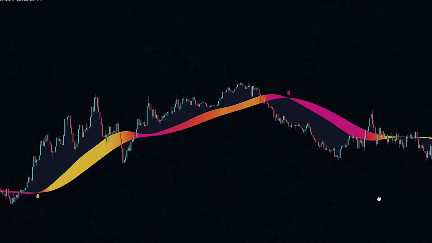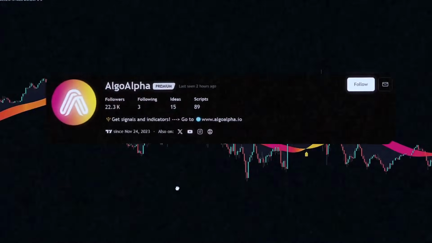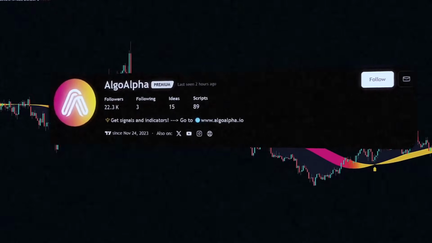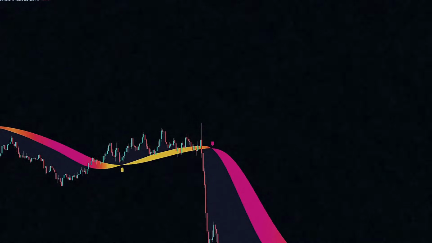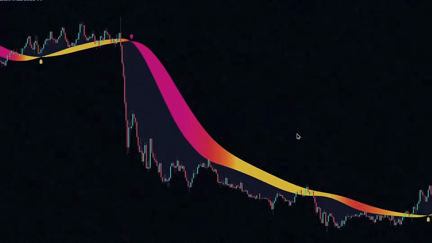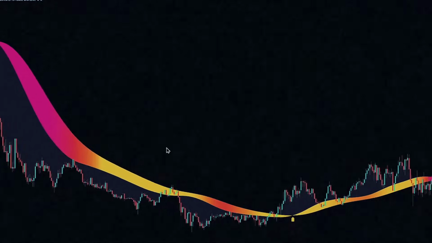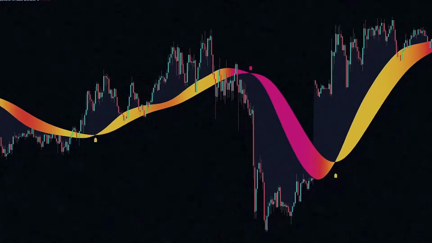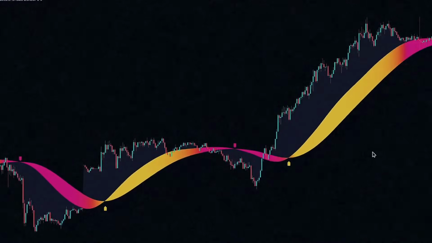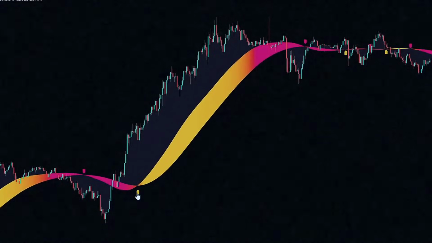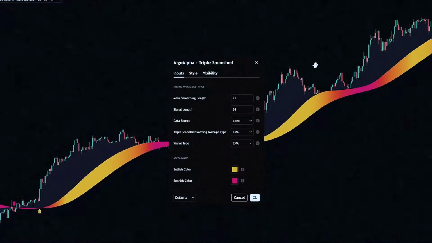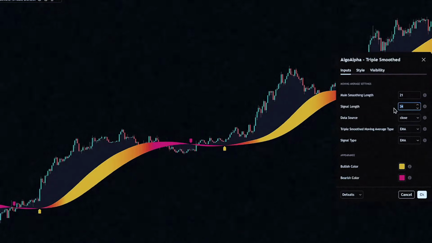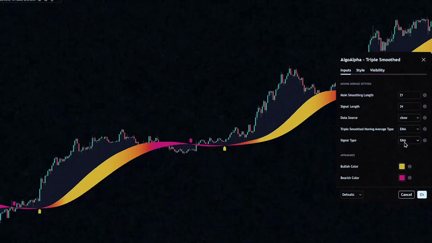In summary, the triple smooth signals indicator by Algo Alpha is a powerful tool for detecting trend direction and market momentum with greater accuracy. It uses a triple smoothing process to filter out short-term noise, calculates a refined signal line, and then plots dynamic color gradients, arrows, and fills that provide you with immediate insights into the market strength and direction. You can use the default settings for quick, shorter-term trading or customize the smoothing length and moving average types to suit your own strategy for a more long-term perspective.